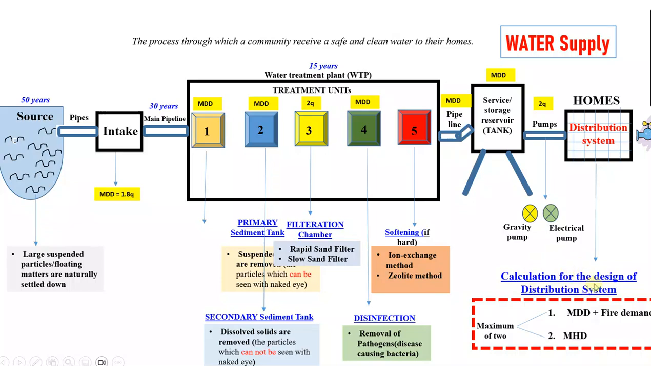For the calculation for the design of the distribution system, we have the maximum of 2Q. So all these terms and formulas we will discuss in detail in our coming lectures.